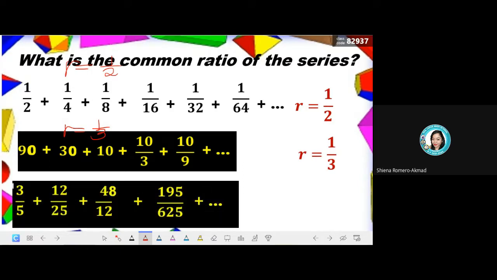How about 3 over 5, 12 over 25, 48 over 125, 192 over 625? Sa tingin ninyo, ano yung ratio nito? The ratio of this is? Okay, kaya niyo yan. Habang nagbabasa ako dito. Ano daw to?